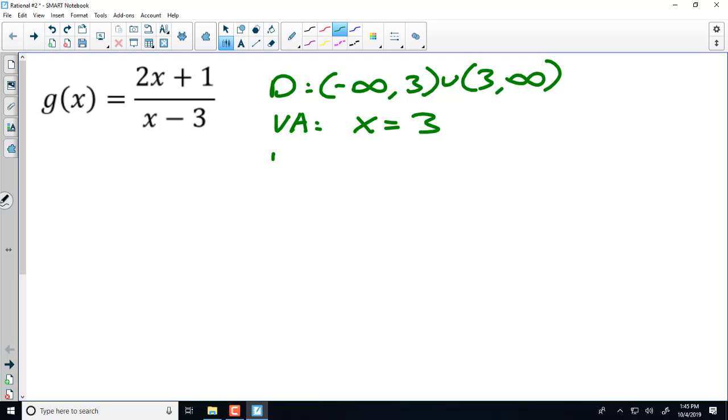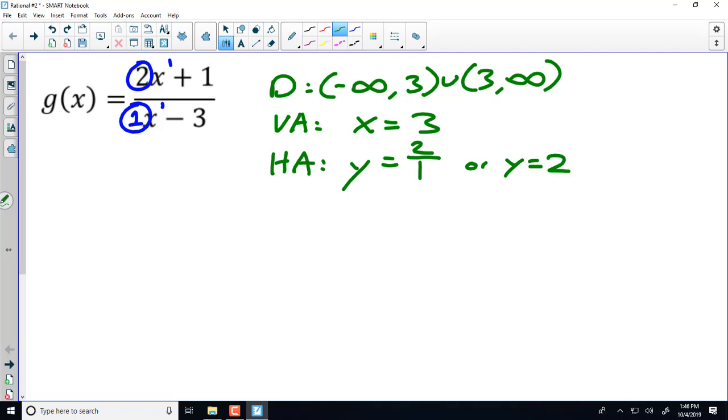Horizontal asymptote. The horizontal asymptote is found by looking at the degree of the numerator and the degree of the denominator. Now, even though you can't see the powers in this one, both the numerator and the denominator are degree 1, so we have a degree match. If you have a degree match, the way you find your horizontal asymptote is you divide the leading coefficient of the numerator by the leading coefficient of the denominator. In this case, 2 over 1. So y equals 2 over 1, or just y equals 2.